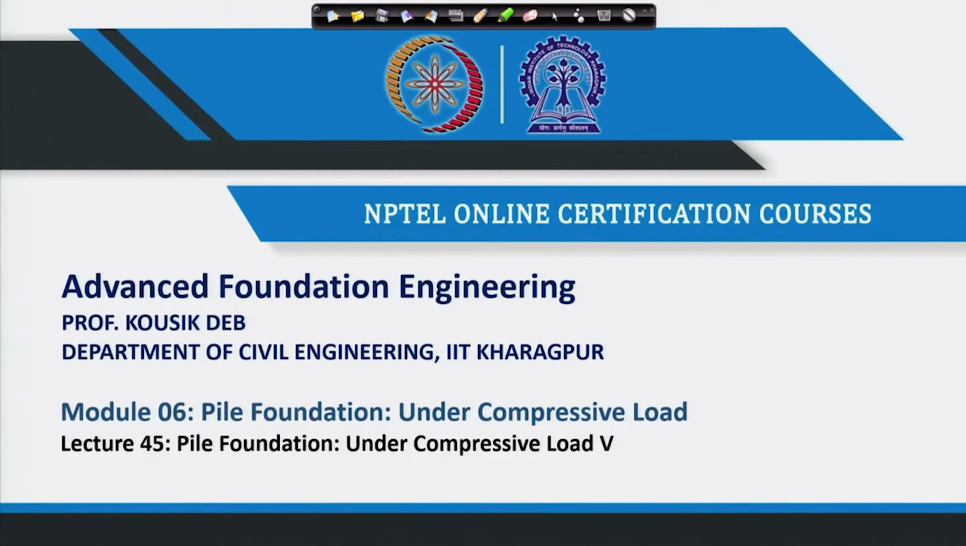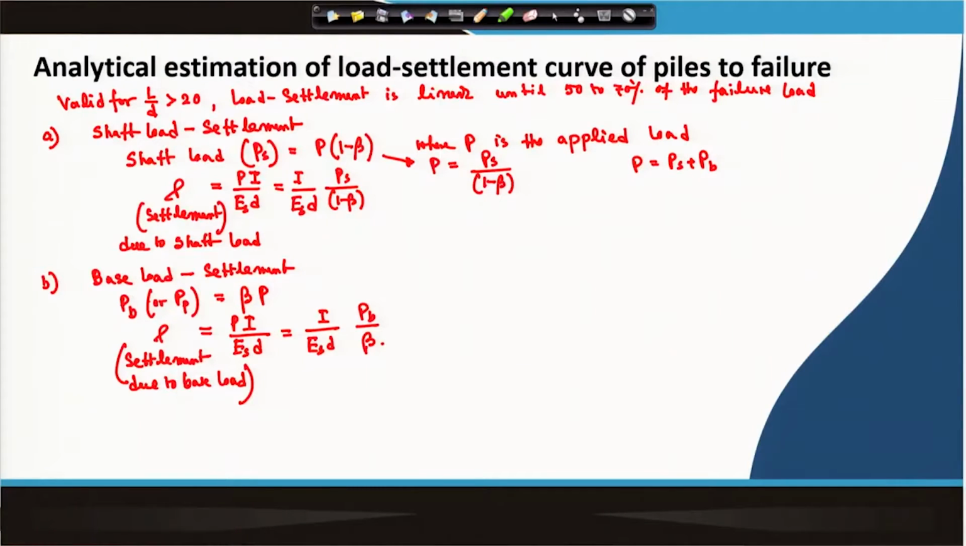So, last class I discussed how we can determine the portion of load which is transferred to the pile top by using elastic analysis, and then how we can determine the settlement of a single pile. Then we expressed the settlement of a single pile in terms of shaft load and in terms of tip or base load. So, this is the expression that we derived: this is the settlement in terms of shaft load, and this is the expression in terms of base load.